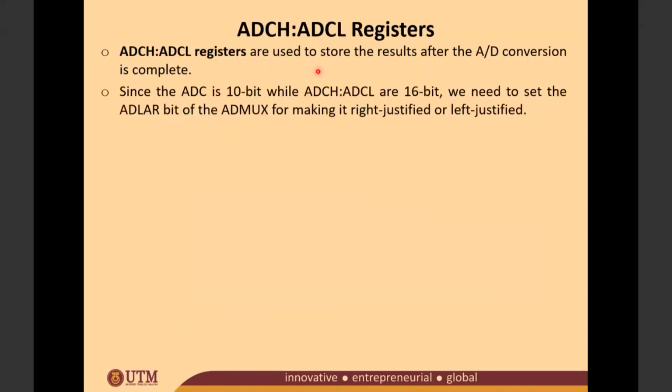Okay, and then we have the ADCH and ADCL registers. The ADCH and ADCL registers are used to store the result after the analog to digital conversion is complete. It means that all the digital output after the conversion will be stored inside this ADCH and ADCL. Make sure you take the 10 bits only from this ADCH and ADCL. Why? Because the ATmega32 has a 10-bit ADC resolution. So only 10 bits will contain valuable information from the conversions.